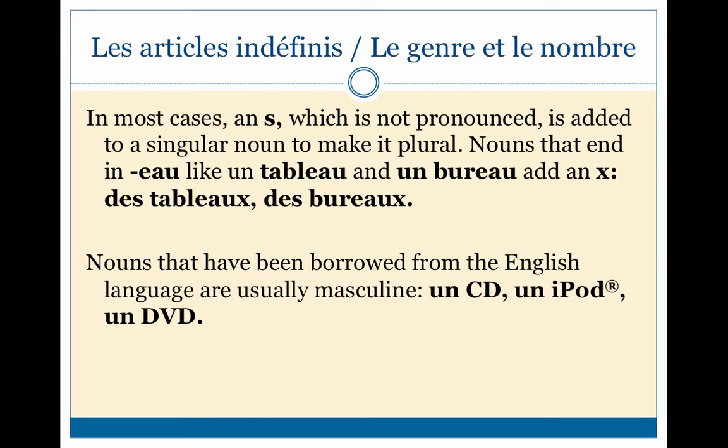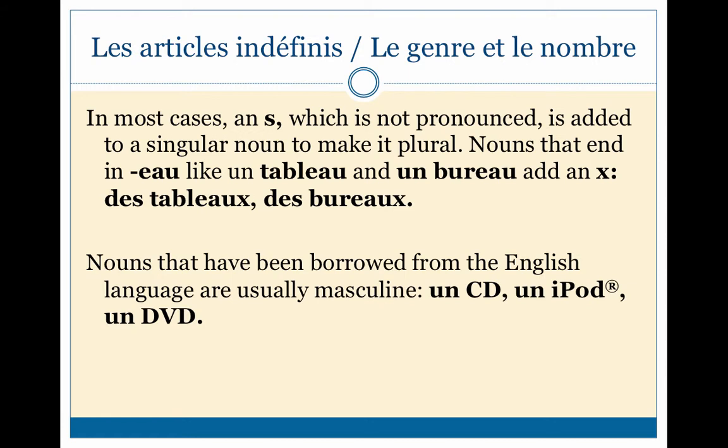So if we want to make a noun plural, now that we've talked about those articles, we can usually add an S. And sometimes we have nouns that end in EAU. So you have un tableau. Notice how they're using the article with that. Un tableau, un bureau. So these two nouns end in EAU. And in order to make those kinds of nouns plural, we're going to add an X. But it's not really pronounced. Just like the S, that last letter is not going to be pronounced.